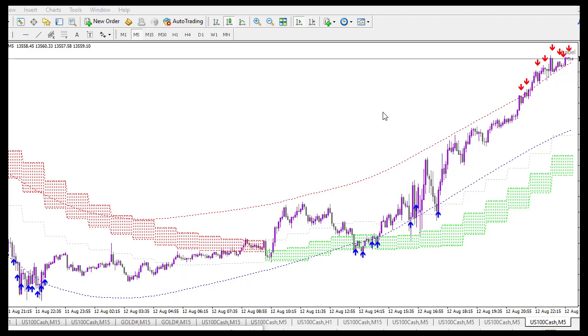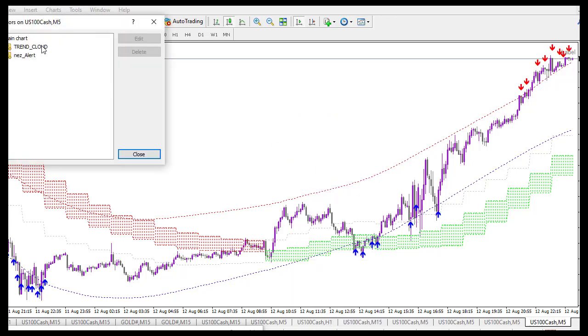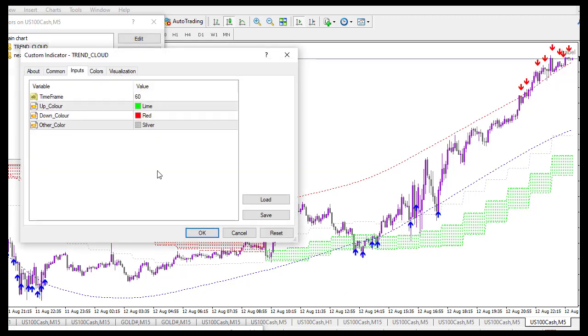Now let me show you the setting for each indicator. So I have two indicators here. The first thing, you are going to change the trend cloud indicator time frame, change it to 60. Now you are going to use 60 if you want to scalp the market, but if you want to trade at the higher time frame, kindly change it.